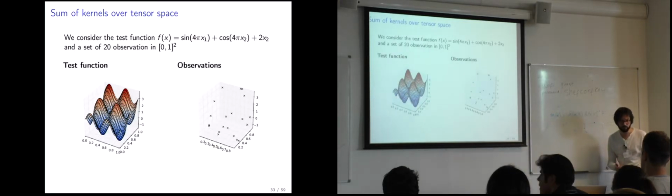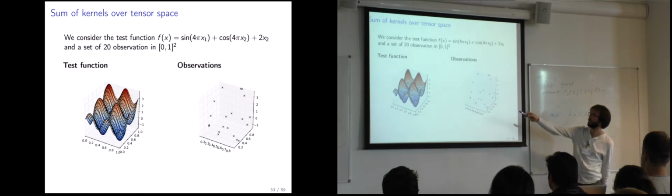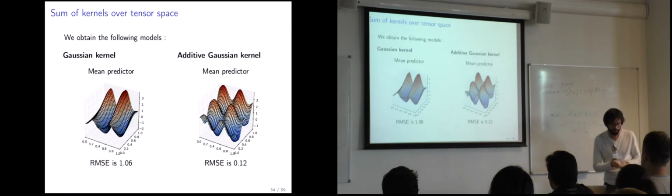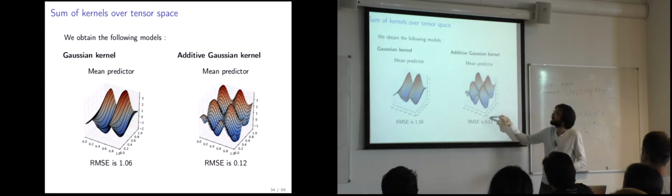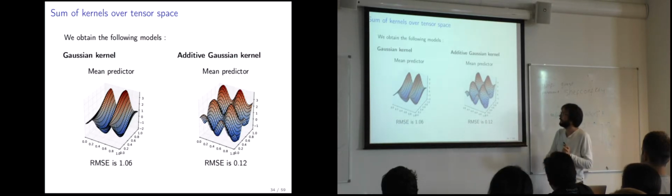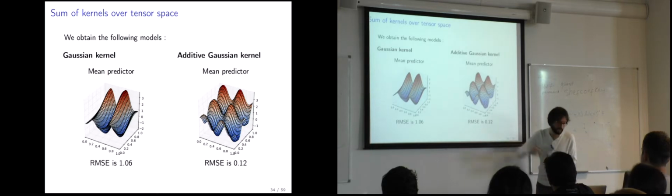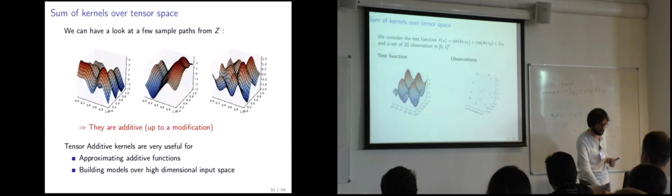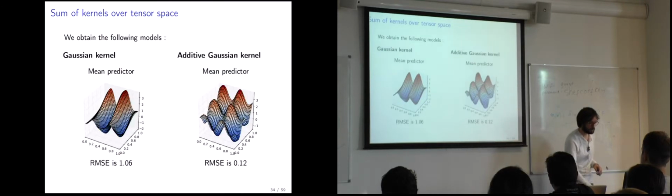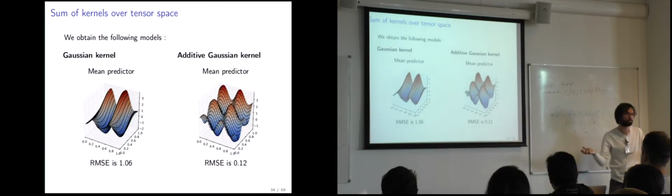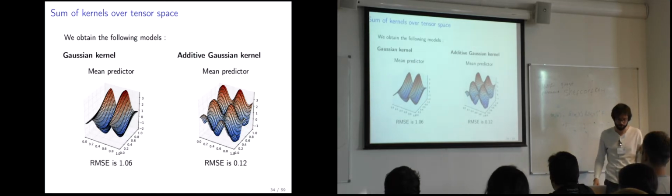So here's an example. That's a test function that is additive. We have a bunch of observation points. And we fit two models, one with the squared exponential kernel and another one with an additive squared exponential kernel. And we see that this model looks much, much more like the function we wanted to approximate in the first place, because by specifying that we want the model to be additive, we give a lot of information to the model, so we end up with a better model.